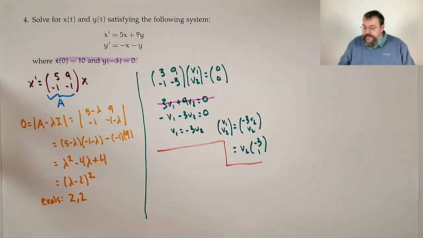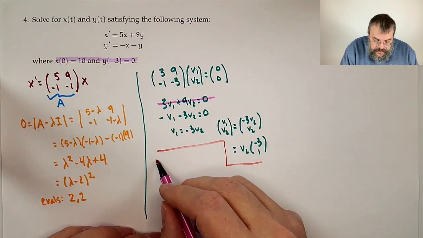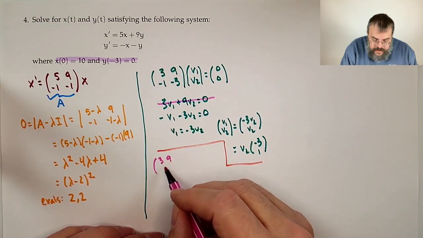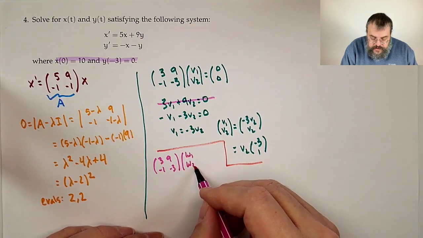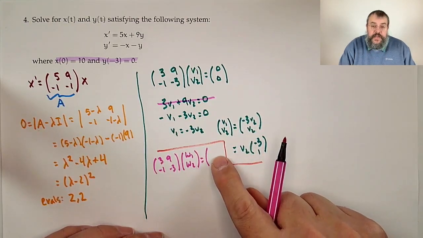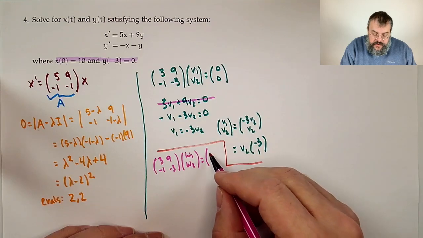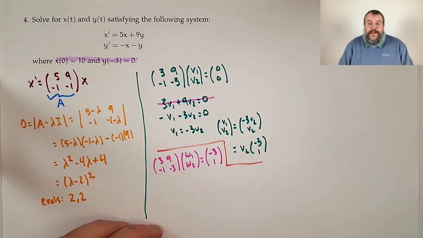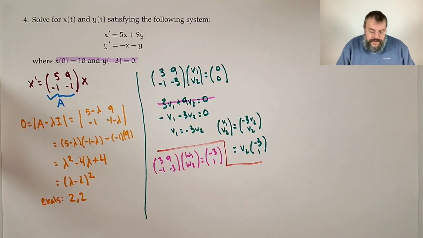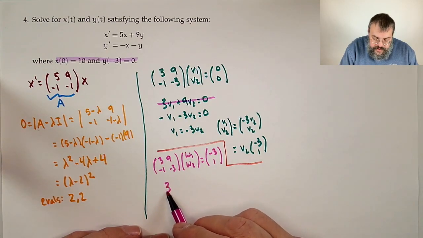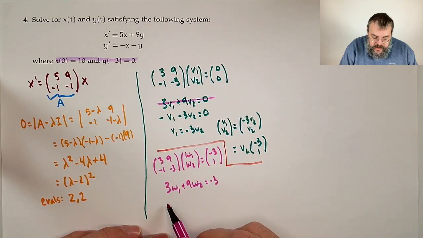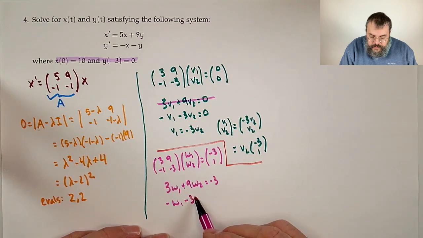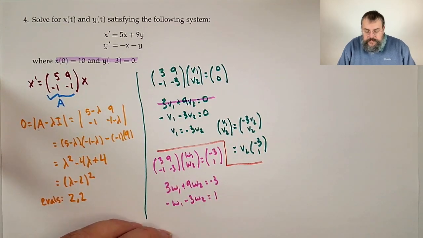Ready for round 2. In round 2, we have to kick it up a notch. What we do is look at the matrix 3, 9, minus 1, minus 3, times (W1, W2), equals the vector minus 3, 1. Again, you're going to end up with 2 equations, but there's going to be redundancy. So in other words, it's really the same equation, just a different multiple.